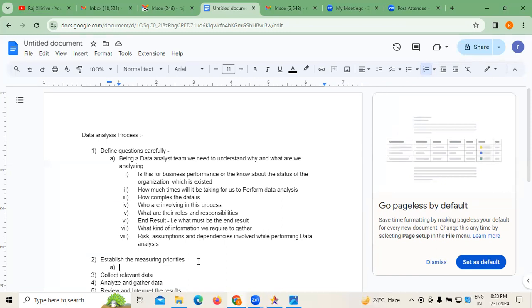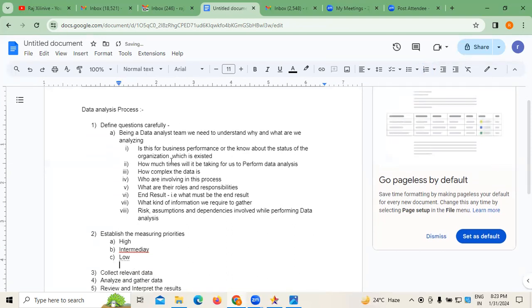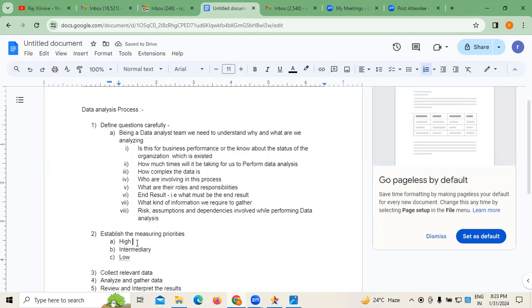So the measuring of priorities is based on the technique of high priority items, intermediary and low, right? That's the reason why this will be categorized into high, intermediary and low. Okay, this is how we generally do the priority. So high priority items, or high priority data, whatever data is required in reference to the high priority is what we handle. Do remember, this is how it is done in the background.